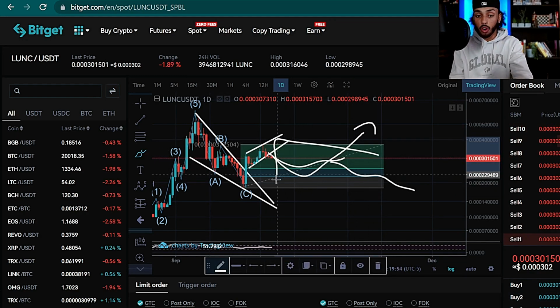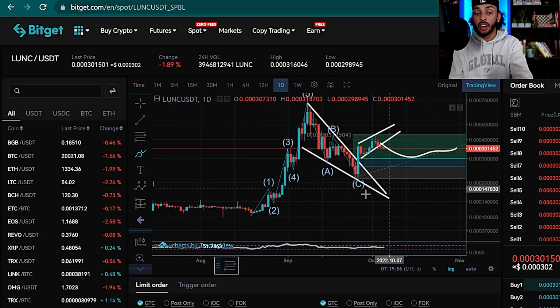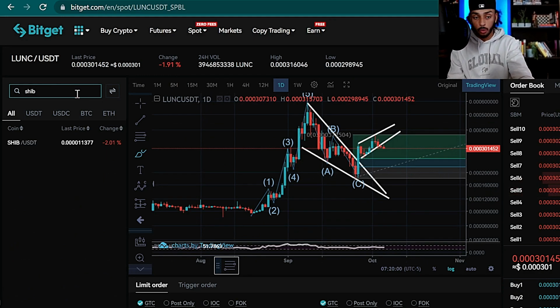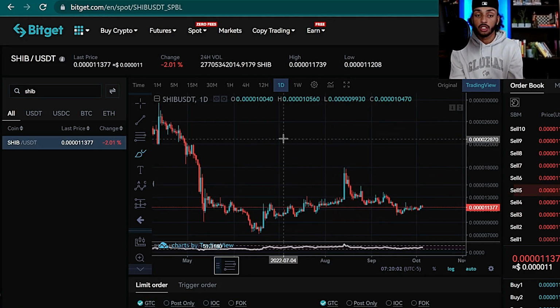This is the danger that I'm worried about, because we've seen this play out from another crypto of a very similar size, of a very similar element within crypto. And what that was was Shiba Inu. Let's look back at Shiba Inu.